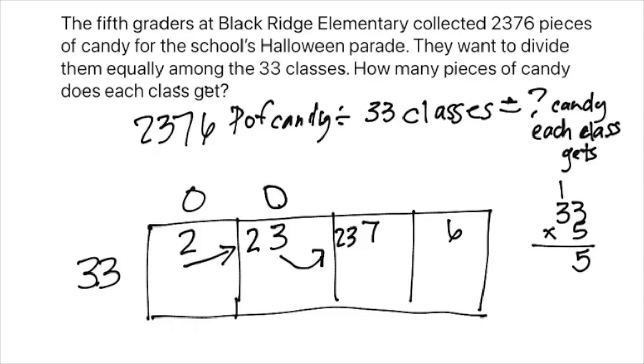5 times 3 is 15 plus the 1 is 16. That's 165. I could probably go in 2 more times if I'm thinking with my brain. So I'm going to try 33 times 7.